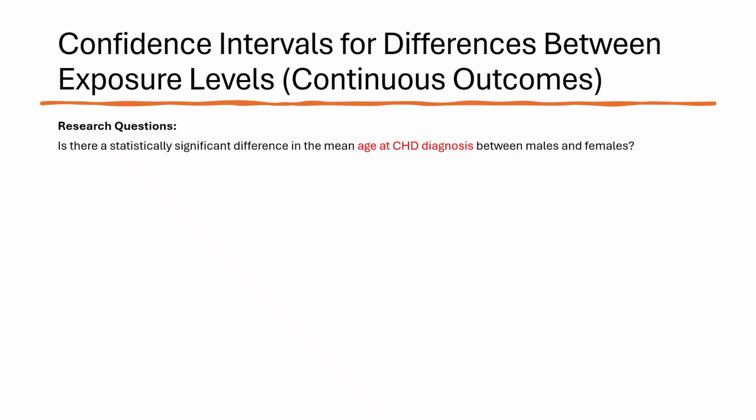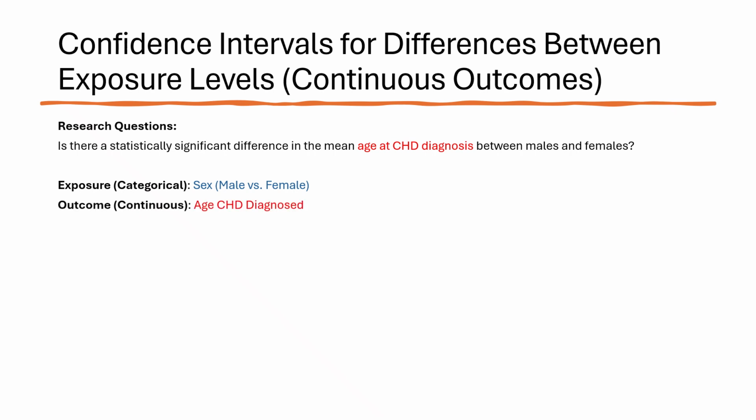We might be interested in knowing if there is a statistically significant difference in the mean age at which chronic heart disease is diagnosed between males and females. In this case, our exposure is categorical, which is sex, male or female. In most cases, we do deal with exposures which are in categories. For example, BP, maybe cholesterol status or weight status or any other categories.